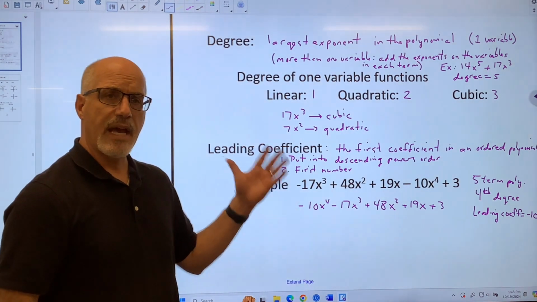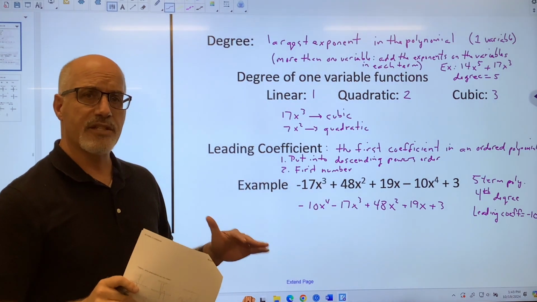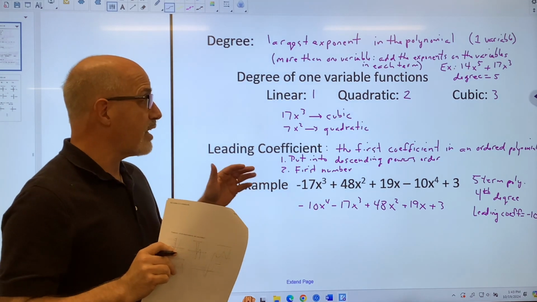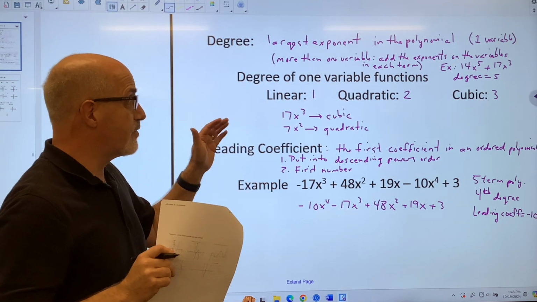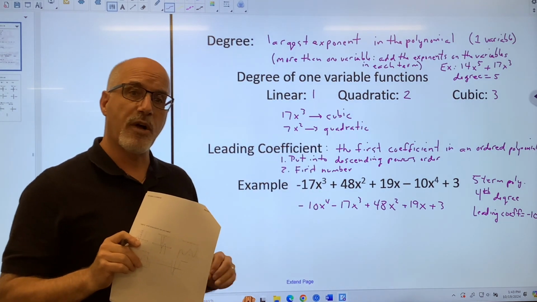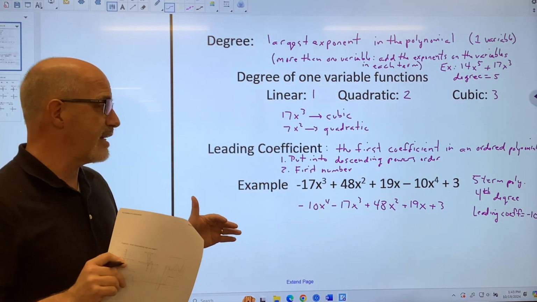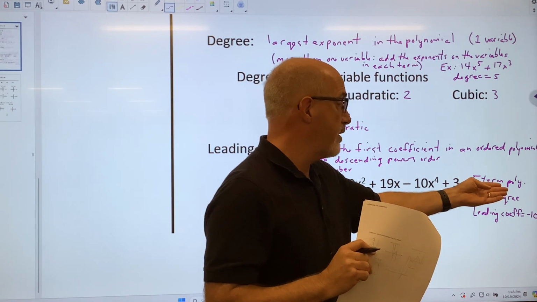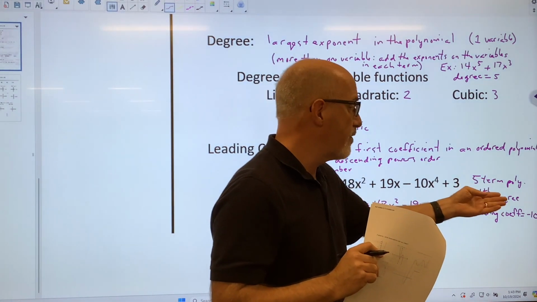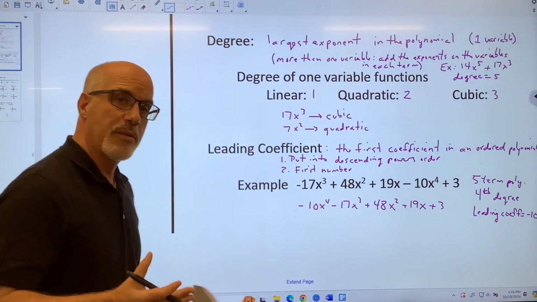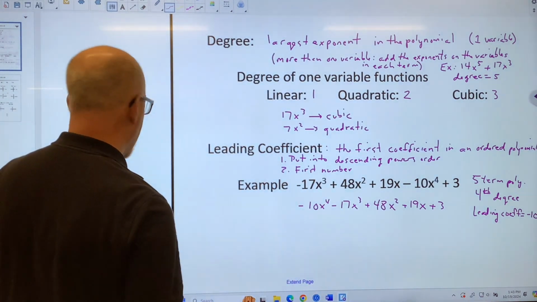So a lot of vocabulary. The major ideas here are to understand what coefficients are, to know what degree is for each of these, and also to know how many terms you have in the polynomial and how to classify it. Okay, so we would say 5th degree polynomial, 5-term polynomial, 4th degree, leading coefficient of negative 10. That would be one way to classify this polynomial here.